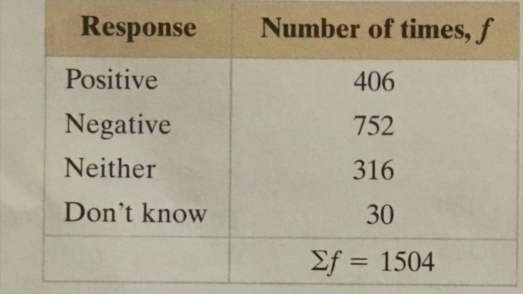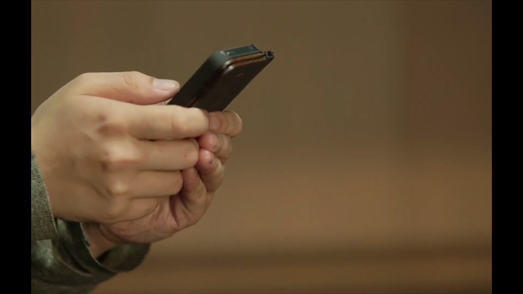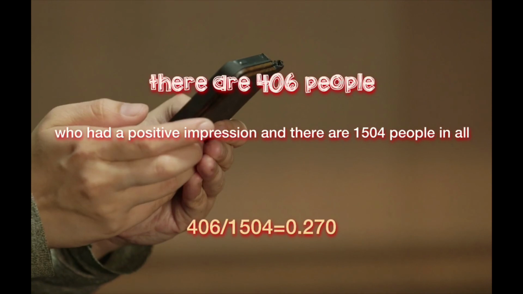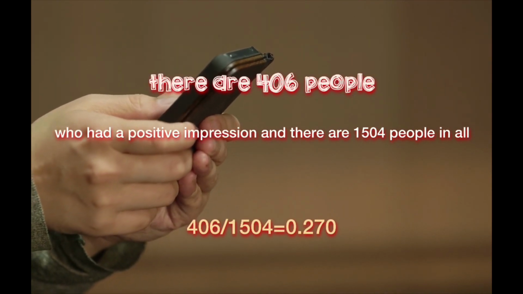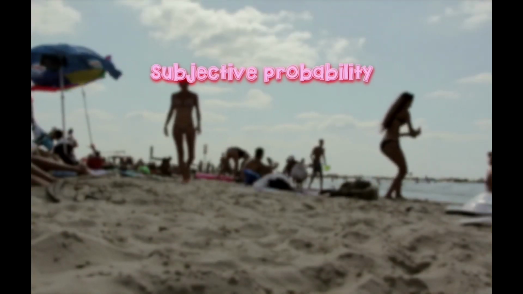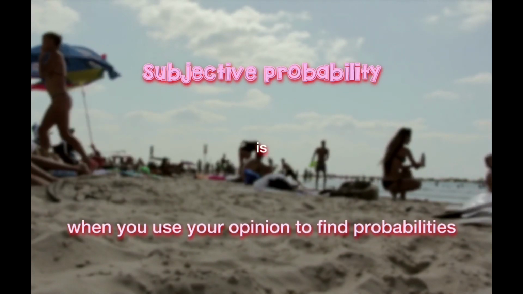Take a look at the frequency distribution table. What is the probability that the next person surveyed has a positive overall impression of the 2000s? Since there are 406 positive impressions, and there are 1,504 people in all, we will divide 406 by 1,504 and get 0.270.